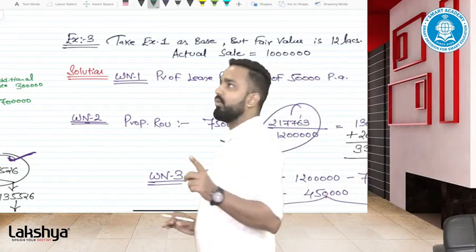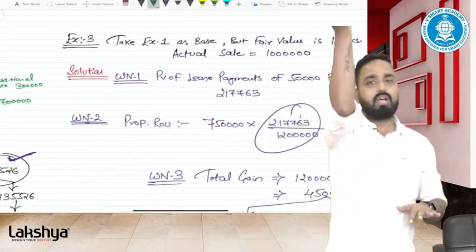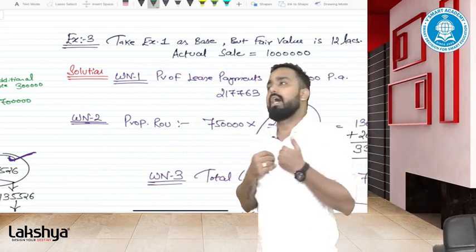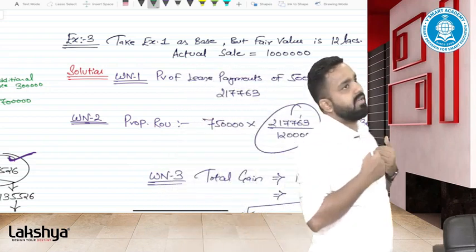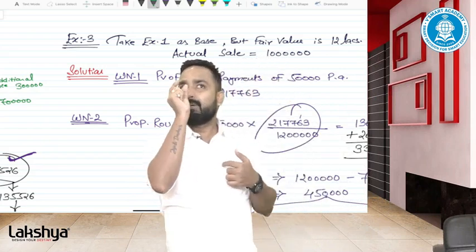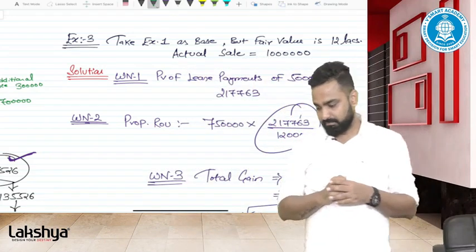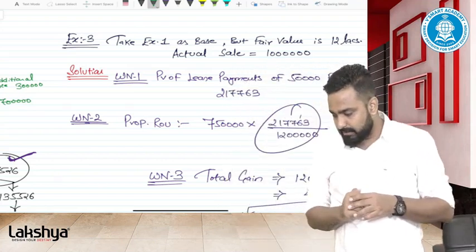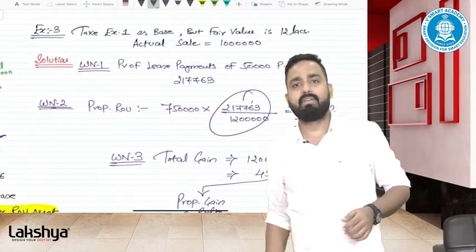Under example number 2, the fair value was lower and the sale value was higher. Why? The higher portion was the additional finance. To calculate ROU and to calculate proportionate gain, take the present value of lease rent only, excluding finance. Okay.